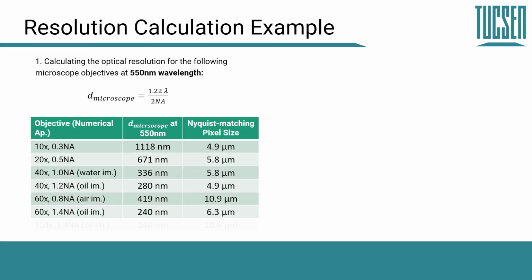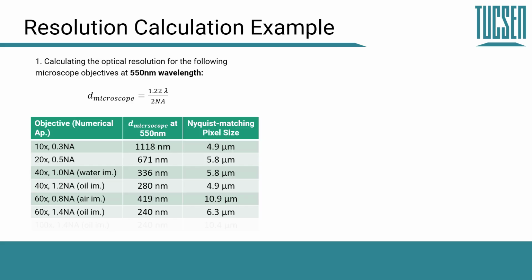If we move through some of these other objectives, what you'll notice is that the most important factor here is that numerical aperture. As the numerical aperture increases, the smallest detail we can resolve, that D microscope, decreases, so we're able to resolve finer details. But importantly, for D microscope, the magnification of that objective doesn't actually matter. What it matters for is the Nyquist matching pixel size.